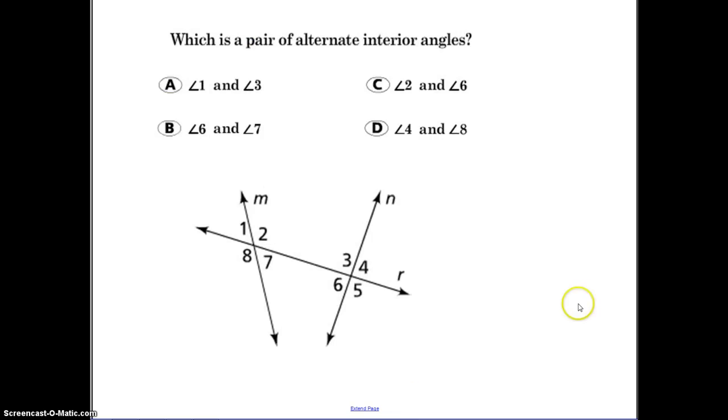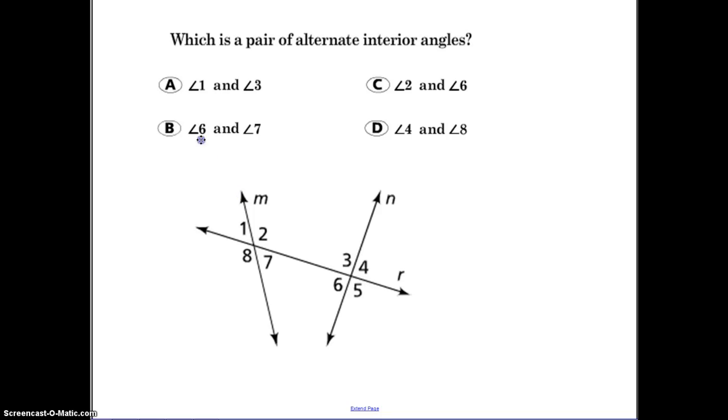So let's look at this example and find out which pair are alternate interiors. So our first one is angle 1 and angle 3. Well, 3 is interior, but angle 1 is not. Angle 1 is exterior. Also, these do not alternate sides, so that's not a good option.